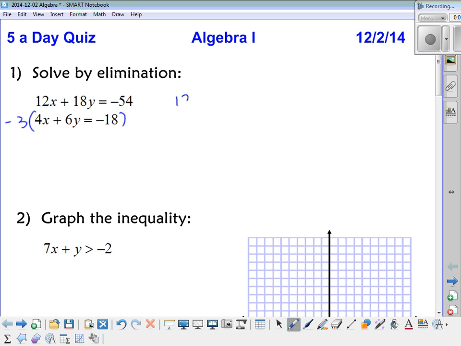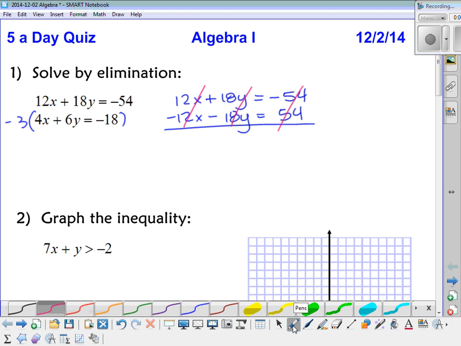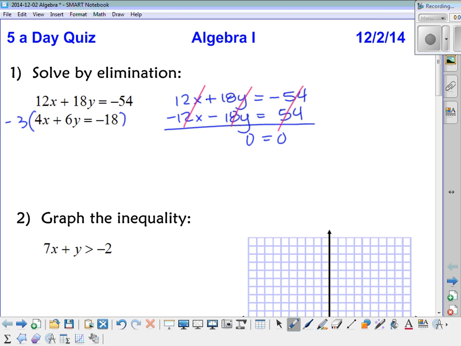So I'm going to go ahead and rewrite the first one, 12x plus 18y equals -54. Then I'm going to multiply by -3. I get negative 12x minus 18y equals positive 54. So when I add them together, everything cancels out, and I'm just left with 0 equals 0. Well, whenever that happens, that means it's the same line, which means it's touching an infinite number of times. So the solution would be infinitely many solutions.